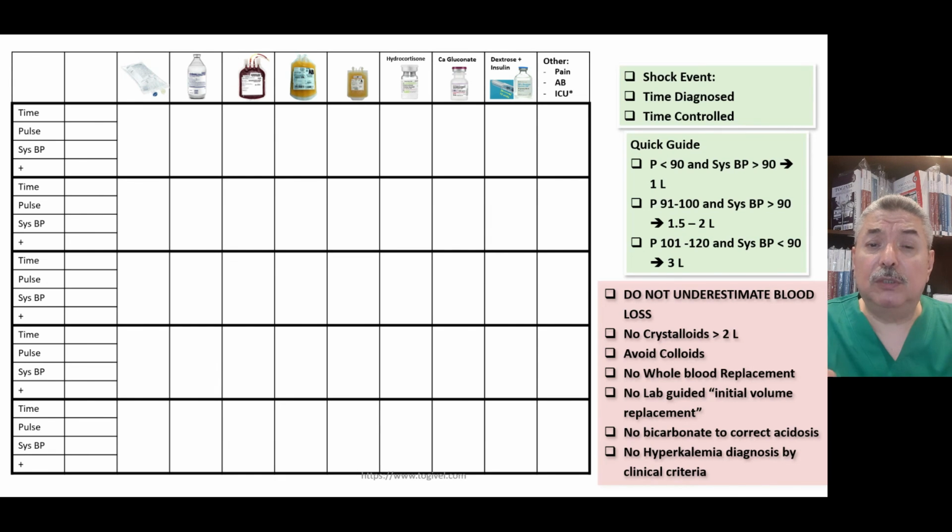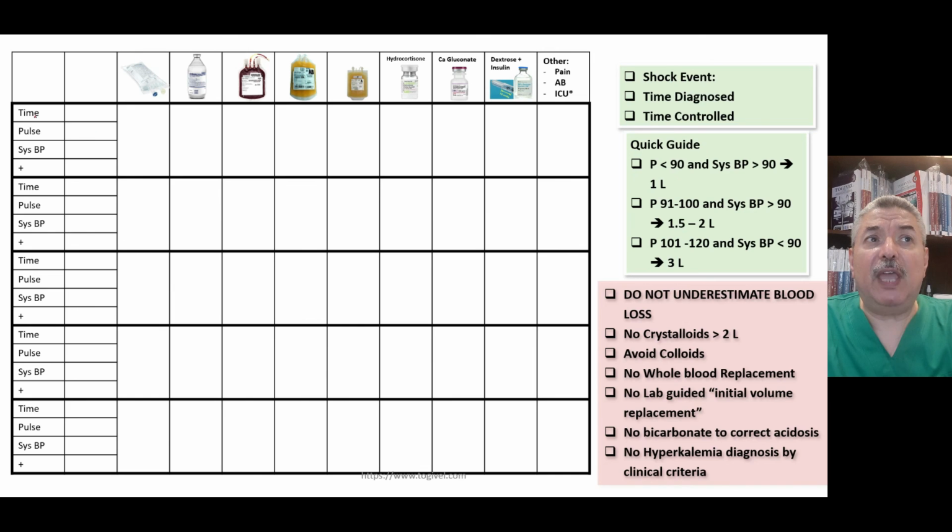This is a very important card. You have to print this card or make a copy of it and keep it in your pocket all the time, or keep it in the labor ward, as we said. Now this card has the following. These are the fluids that we use for resuscitation: crystalloids, colloids, packed RBCs, fresh frozen plasma, and platelet concentrate. This is the hydrocortisone, this is the calcium gluconate, dextrose insulin, and others, pain control, antibiotics, ICU admission for mechanical ventilation or for dialysis.